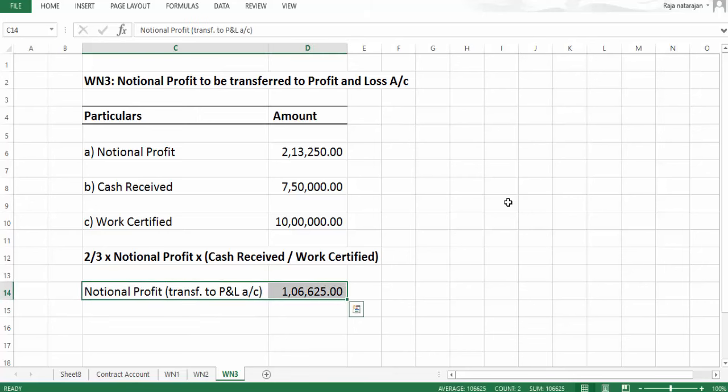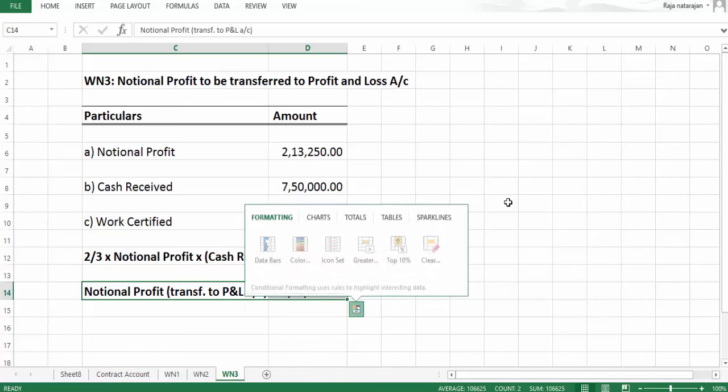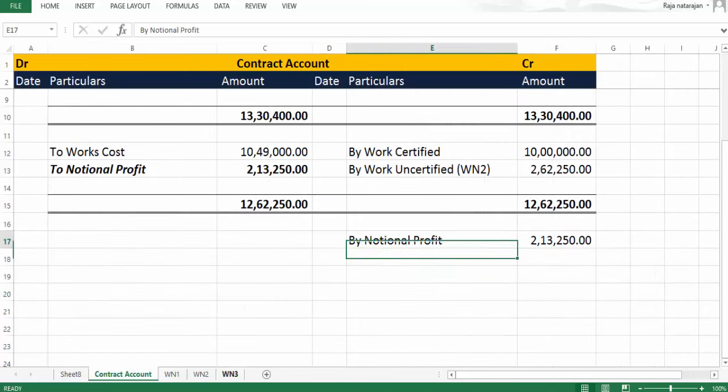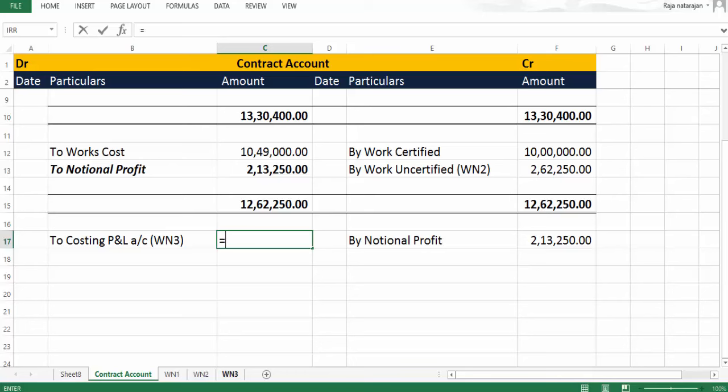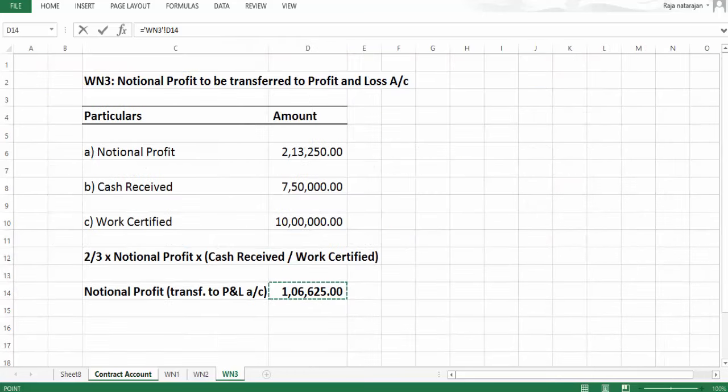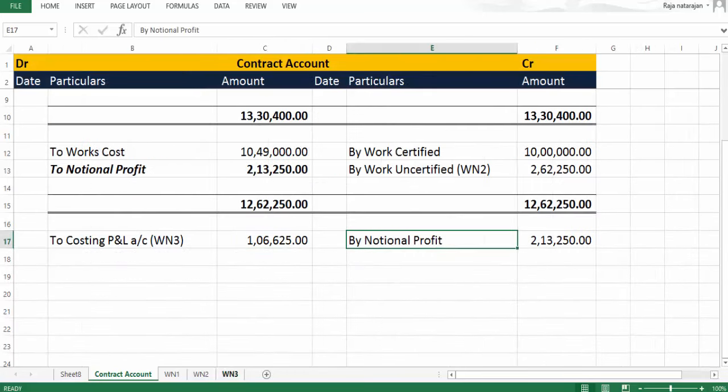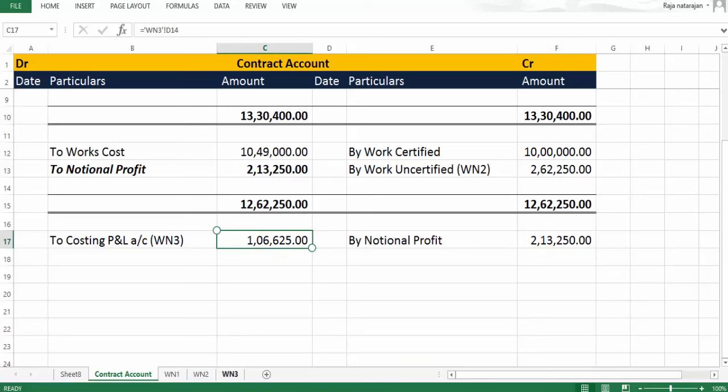So let me take this to contract account. In contract account, I'll say to costing profit and loss account. Okay, and this is from working note 3. And the amount involved is 1,06,625. So we had a notional profit of 2,13,250, but what we are transferring to profit and loss account is only 1,06,625. It means the balance will be taken to work in progress as reserve.